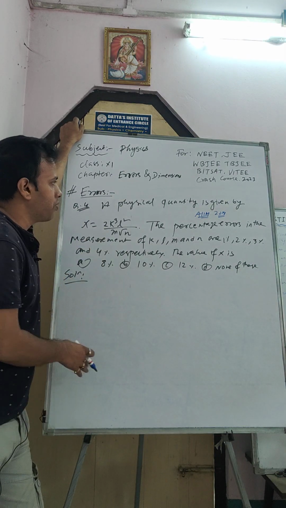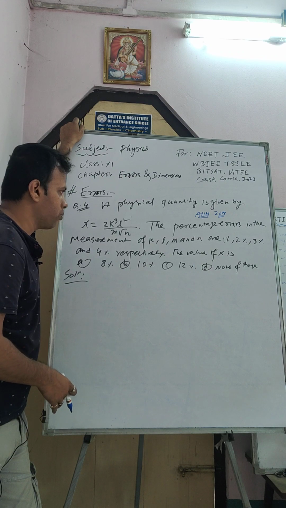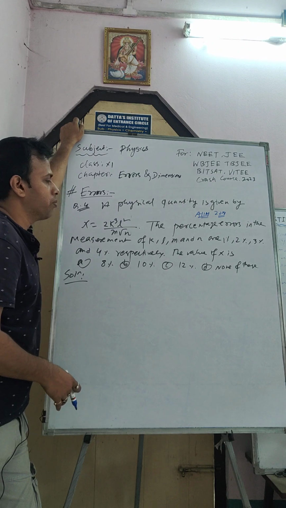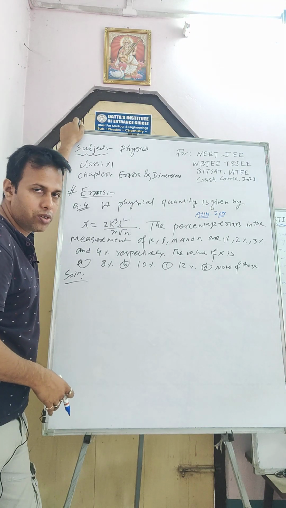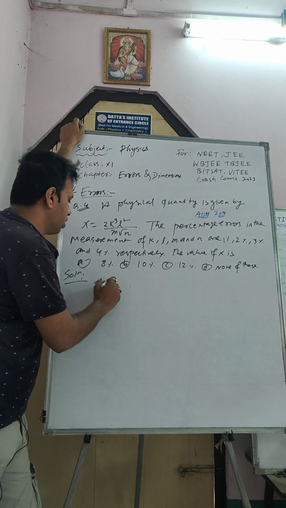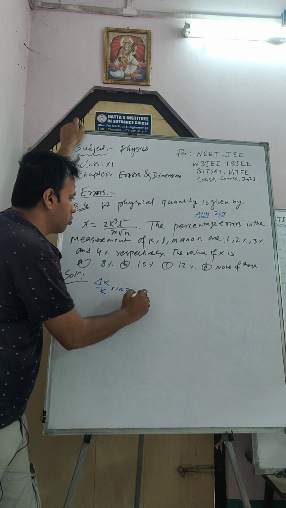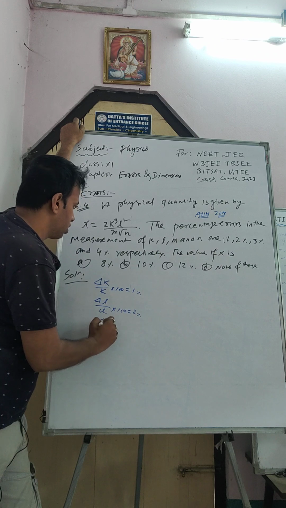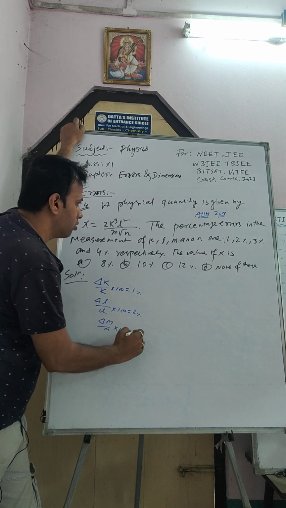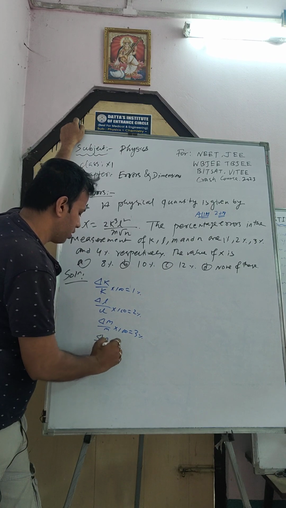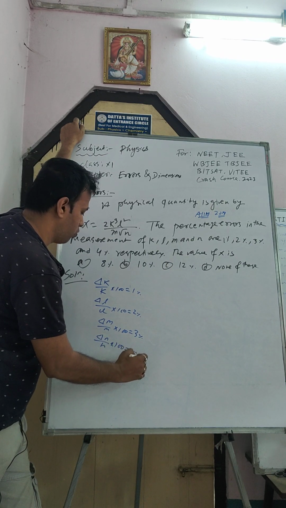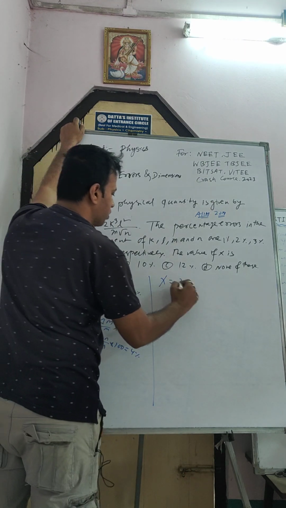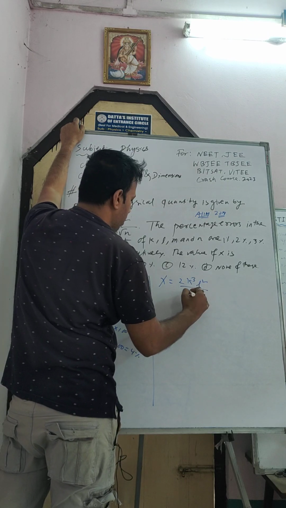So the question is like that: a physical quantity is given by x is equal to 2k cube L square by m root over n. The percentage errors in the measurement of k, L, m, n are given. We have to find the percentage error in x. So what is given here? Del k by k into 100 equal to 1%, del L by L into 100 equal to 2%, del m by m into 100 equal to 3%, and del n by n into 100 is equal to 4%.